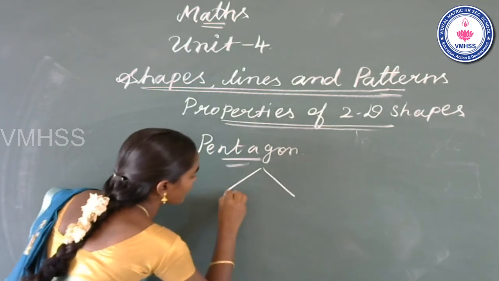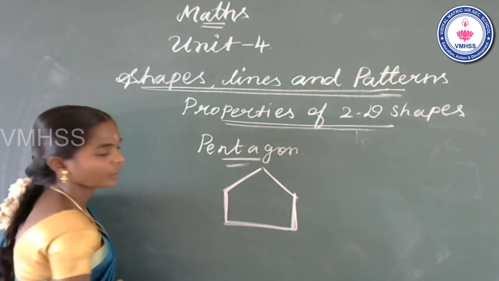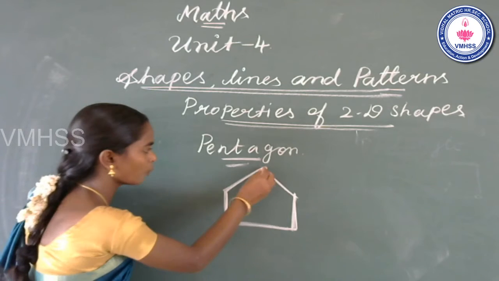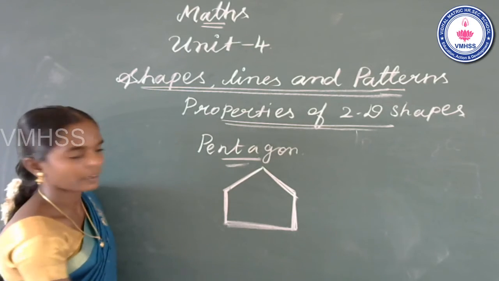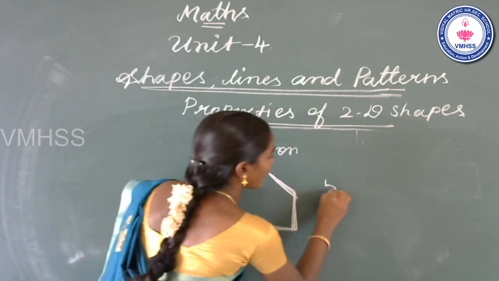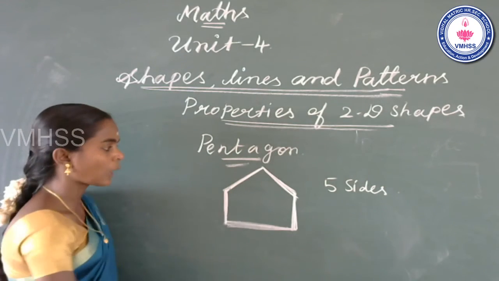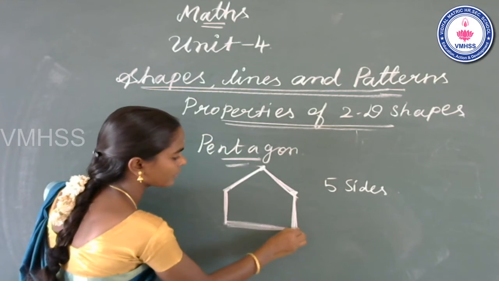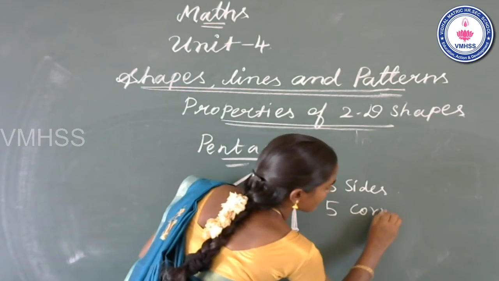This shape, pentagon. How many sides in a pentagon shape? How many sides? One, two, three, four, five. So, five sides. How many corners in the shape? Count them. One, two, three, four, five. Five sides and five corners.